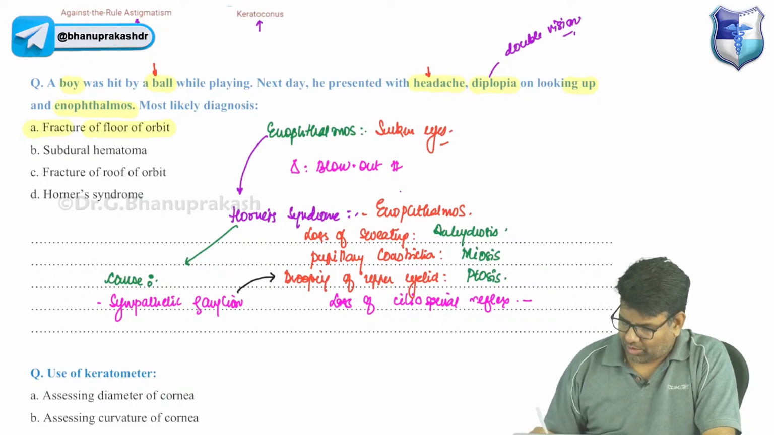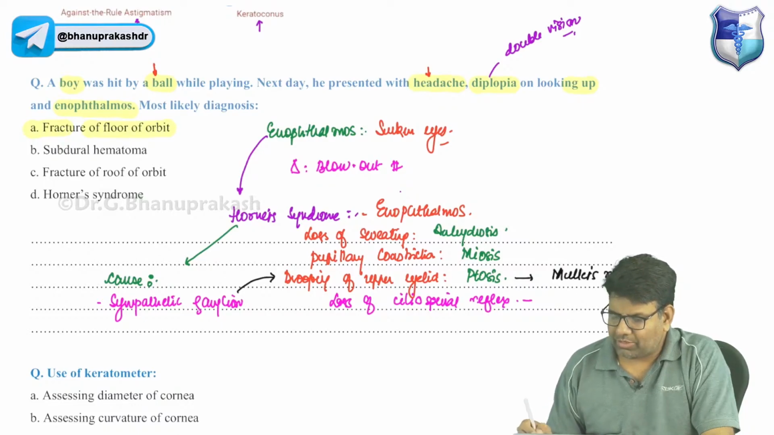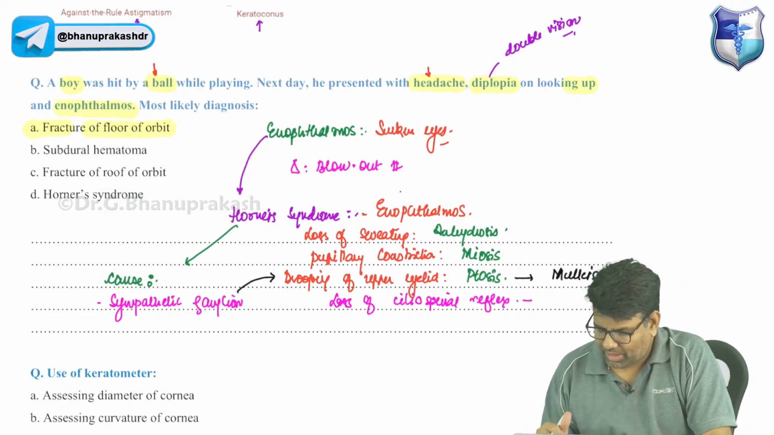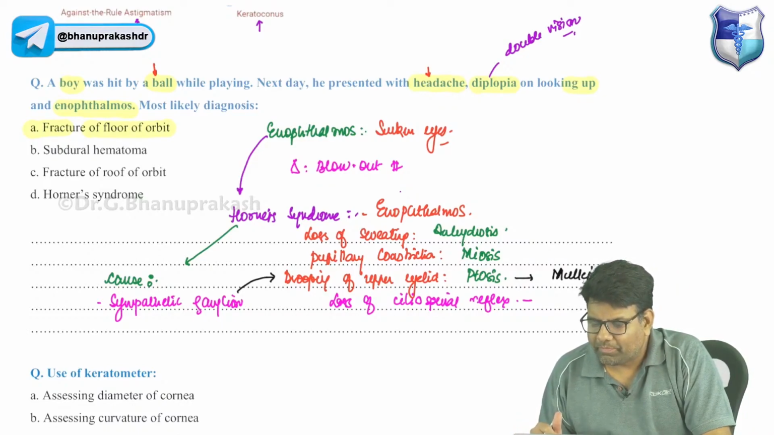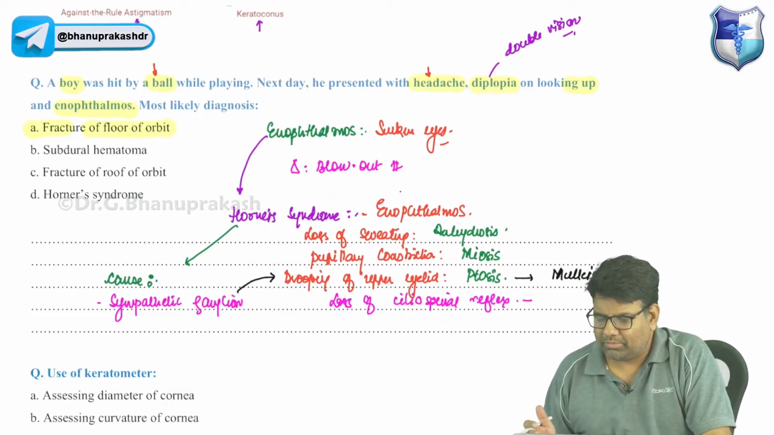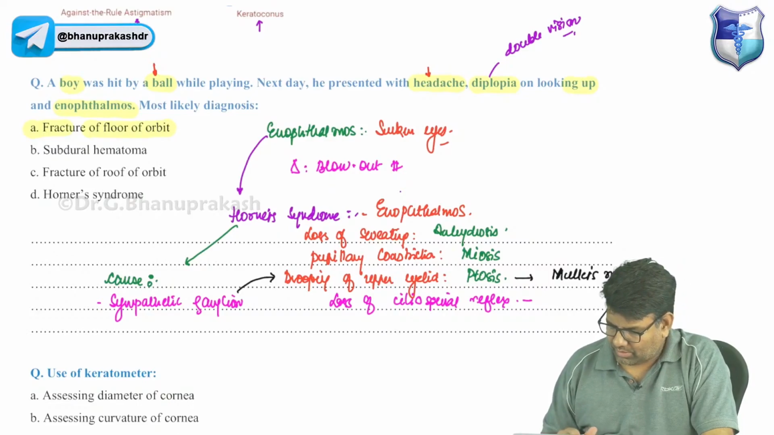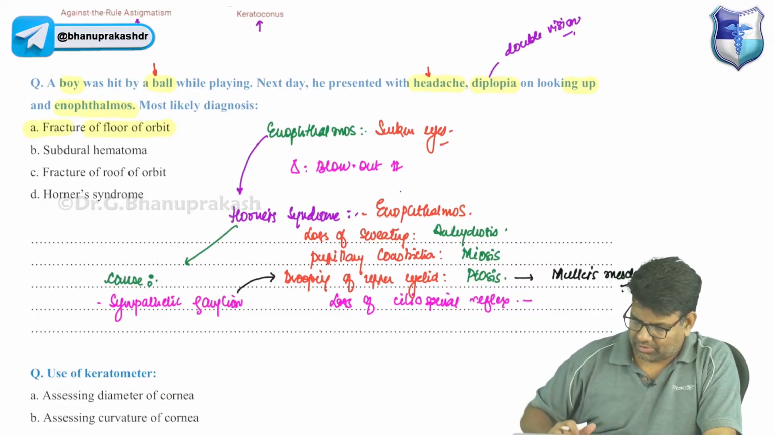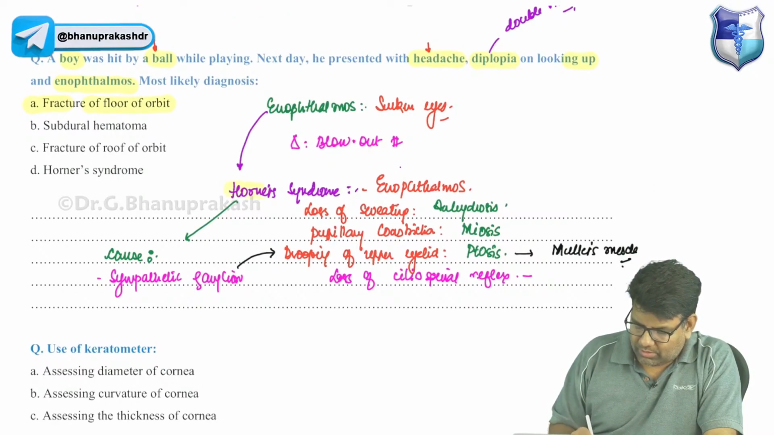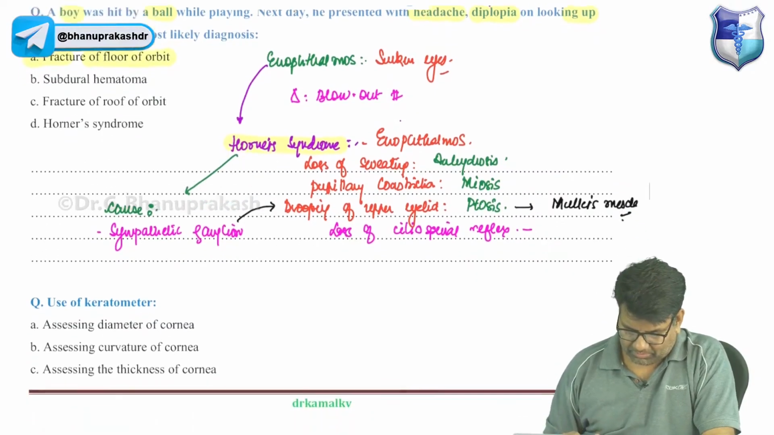Now this ptosis is because of paralysis of one muscle that is known as Muller's muscle. There is paralysis of Muller's muscle, and therefore we see ptosis. Okay. So this is all sympathetic system dysfunction, that is Horner's. Clear? Anyway, so the answer to this MCQ is blowout fracture.